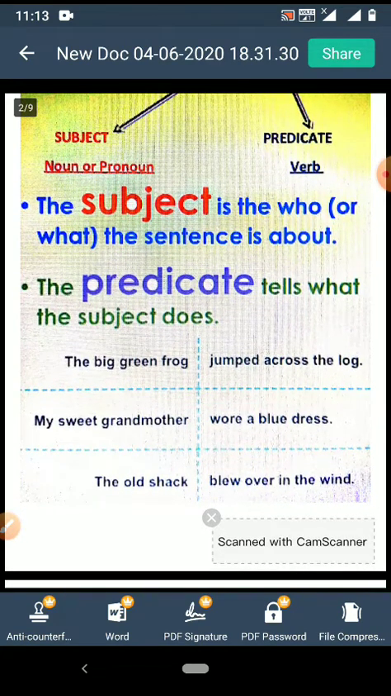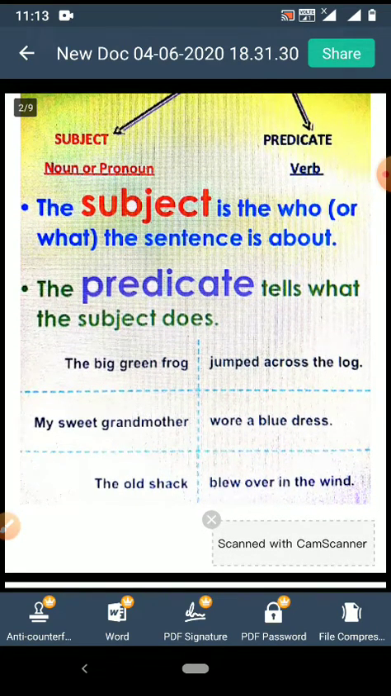The big green frog jumped across the log. Now, here, who jumped across the log? The answer would be the big green frog. So, the big green frog is the subject, while the action done by the big green frog, that is jumped across the log, is the predicate in the sentence.